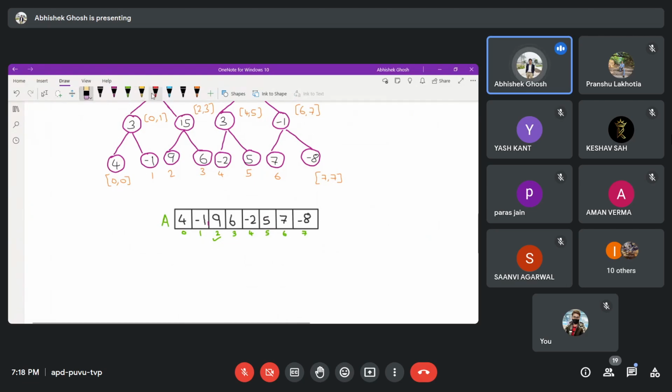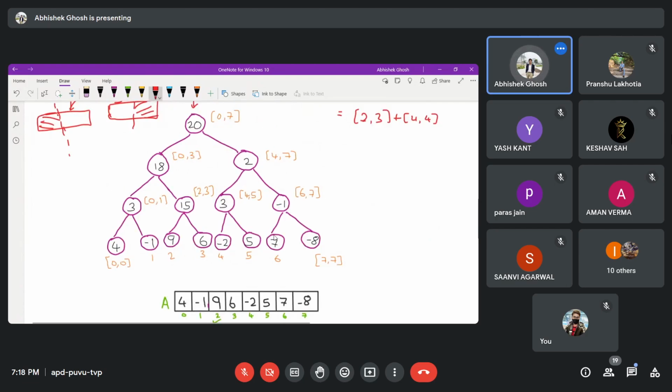So we have the array with us. So this was the array we had. Okay, so sum for 2 to 4. So 0 to 7, we have the sum for the complete range, which is 20. 0 to 3, we have the sum for this left half. 4 minus 1 is 3, plus 9 is 12, plus 6, 18. So we have stored the sum for left part, we have stored the sum for right part. Now this will help us to solve the query of 2 to 4.